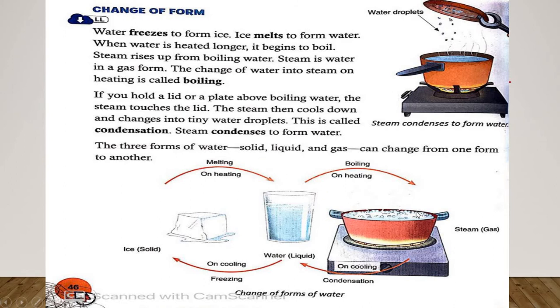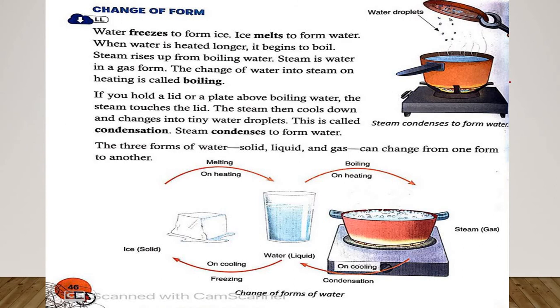So now if you heat the water, it is called boiling. So it will generate steam. Okay? So if you hold a lid or a plate above boiling water, the steam touches the lid. The steam then cools down and changes into tiny water droplets. This is called condensation. Steam condenses to form water. So the three forms of water, solid, liquid and gas, can change from one form to another. This is called change of forms.